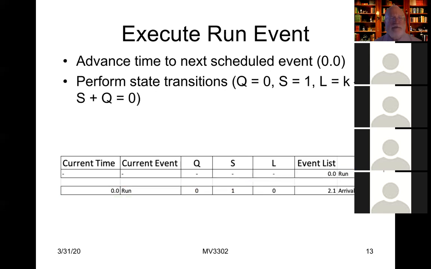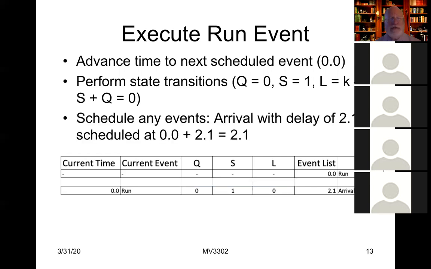The second thing we do is we perform the state transitions. Now the state transition for the run event is to initialize our state variables. So it sets Q equal to 0 and S to 1. And then we can compute L to be K minus S plus Q. And that turns out to be 0. In other words, Q is 0, S is 1, and L, according to that equation, is now 0. So that's the state transition.